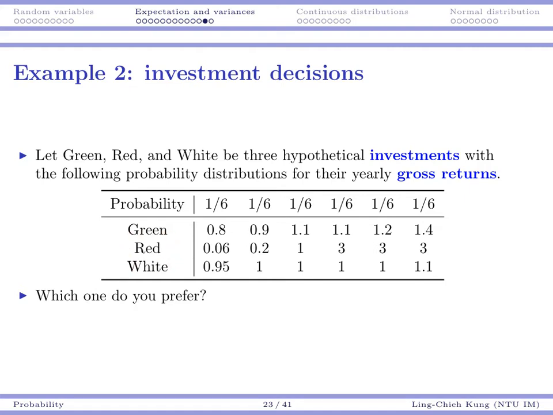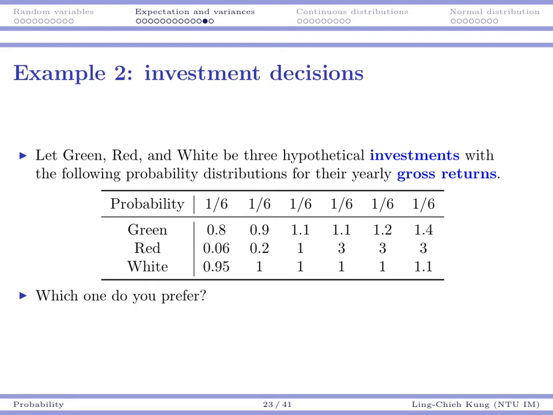The red seems to be quite risky. With 1/2 of the probability, I can get 3 times of my investment back after 1 year. But it's also possible that I only get 6% back. And the white one seems to be very stable. So with some probability, I get 5% of loss, but with only 1/6 probability, I get 10% earning. So these obviously are some investments that we want to consider.